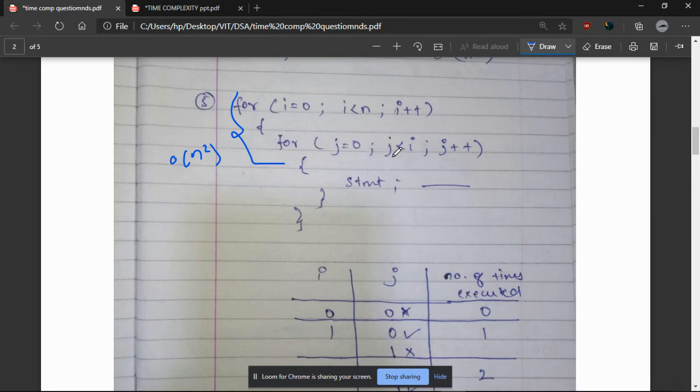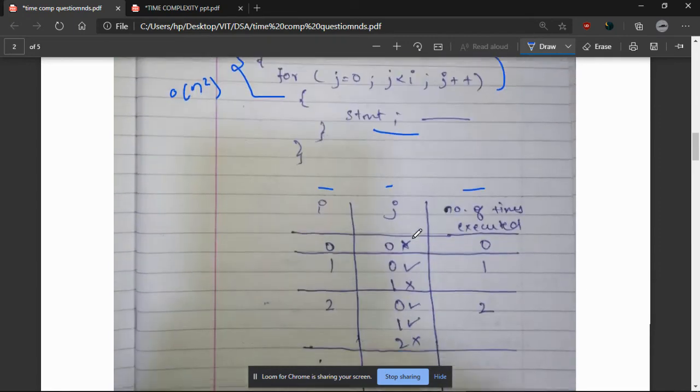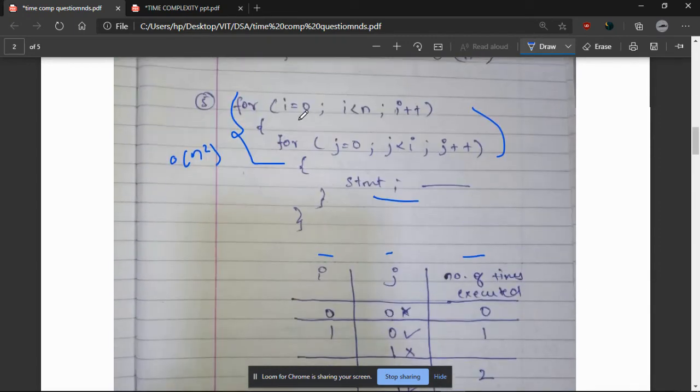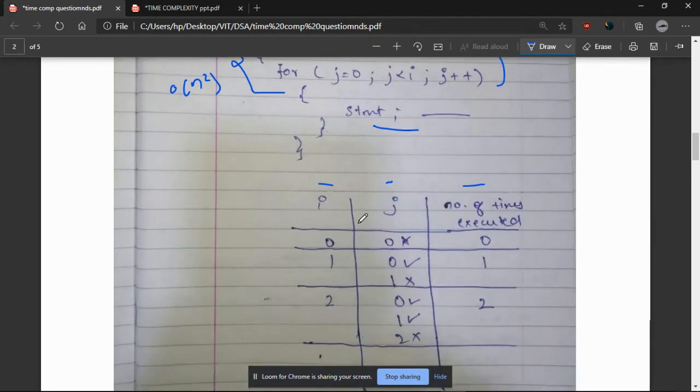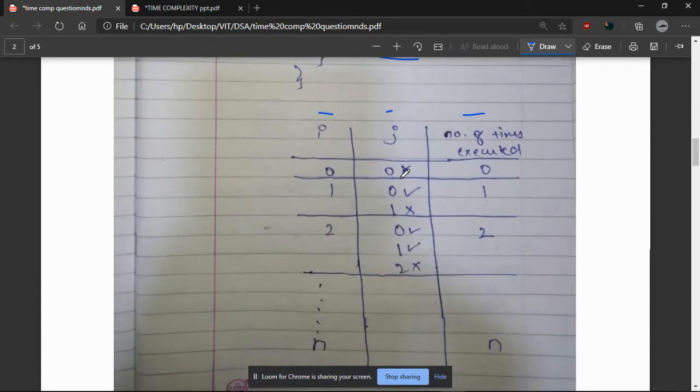For j equals 0, j less than i. These are the conditions I put. Now, for the statement, we have made 3 columns: one for i, one for j, and the number of times it is executed. Now we have i equals 0, so we start with 0. Then we have a condition that j should be less than i, but we can't have less than 0, so it does not execute. Execution 0.